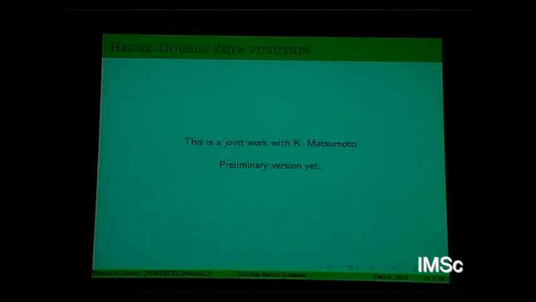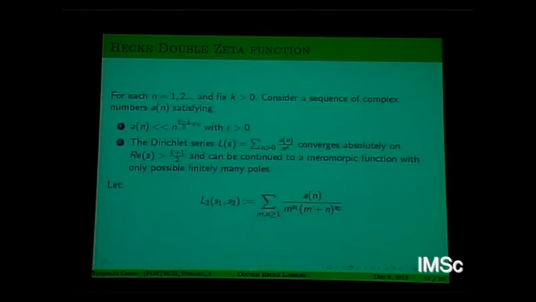So from now on, though, I'd like to explain double Hecke series. And this is joint work with Matsumoto. And I'd like to report a preliminary version. So here is the setup. So we fix k. It doesn't have to be integral, but at the moment, let's fix k as a positive integer.